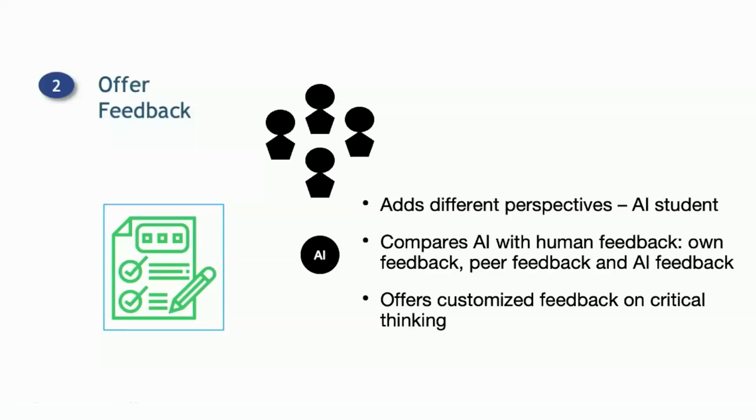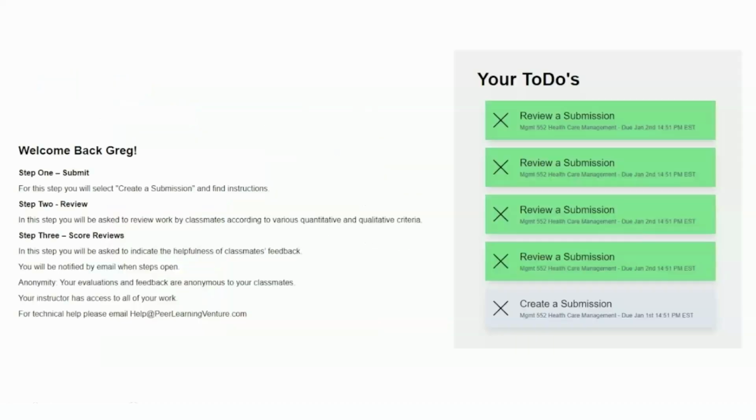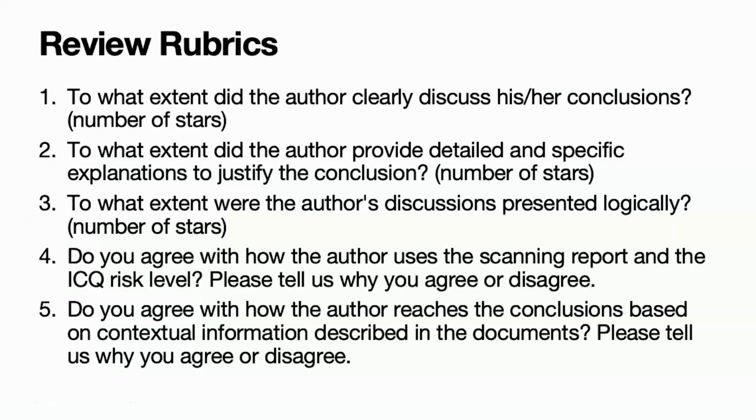And of course, the AI will be able to provide some custom feedback on critical thinking, right? For example, how they approach the problem and how they explain the thinking processes throughout the whole submission. So this is something that they're going to see. They need to review a couple of submissions and provide specific feedback. In my assignment, these are the review rubrics. The first one is they need to click on how many stars: to what extent did the author clearly discuss his conclusions?